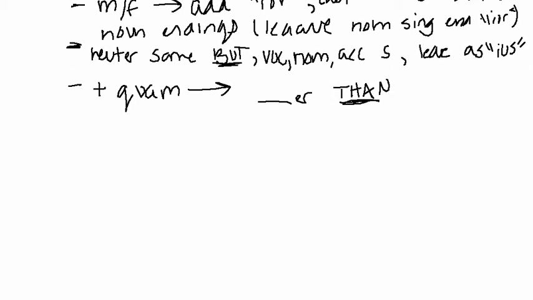Okay, so now for superlative adjectives. Superlatives. Basically the superlative adjectives are those that connote the highest degree of something. For example, the best, highest, greatest, worst, grossest, you get the picture.